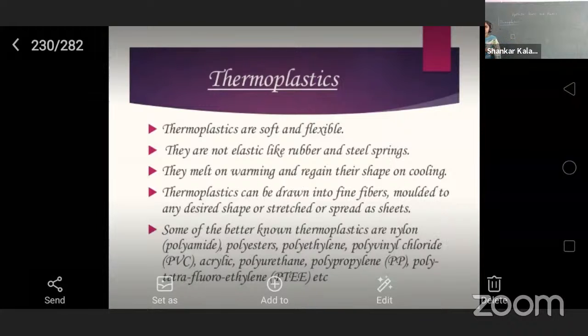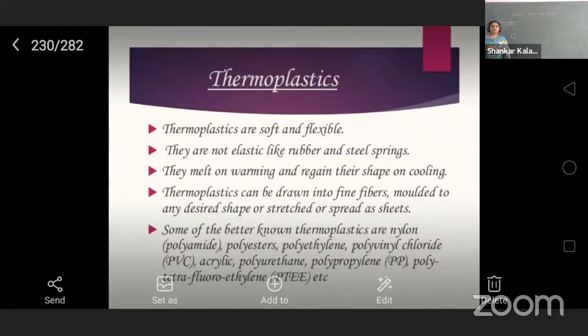Thermoplastics can be drawn into fine fibers, molded to any desired shape, or stretched or spread as sheets. So from thermoplastics we can get fine fibers, and we can also mold them into different shapes. Different things we can make, and stretched or spread as sheets, like long sheets. These are made by thermoplastics.